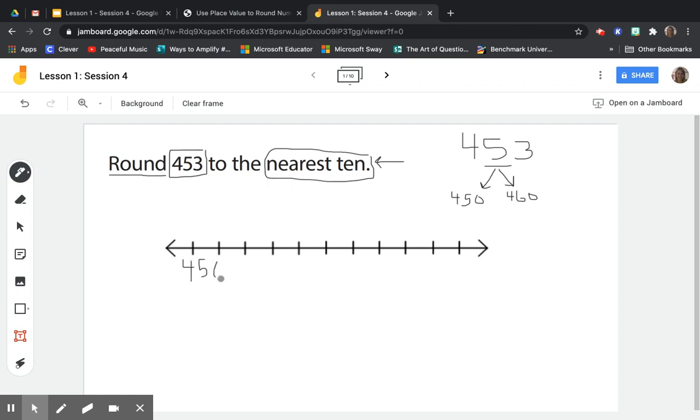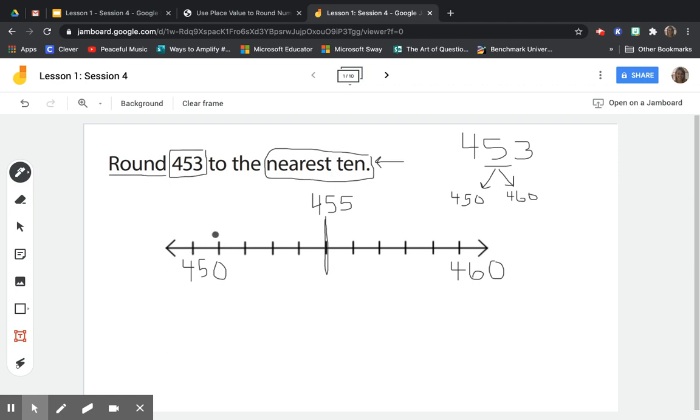450 and 460. Now, if you remember, we are looking at what is in the middle of these 2 numbers. So I know that between 50 and 60, the middle number is going to be 455. Now I'm looking at my number 453, so I know that that's going to be before 455.